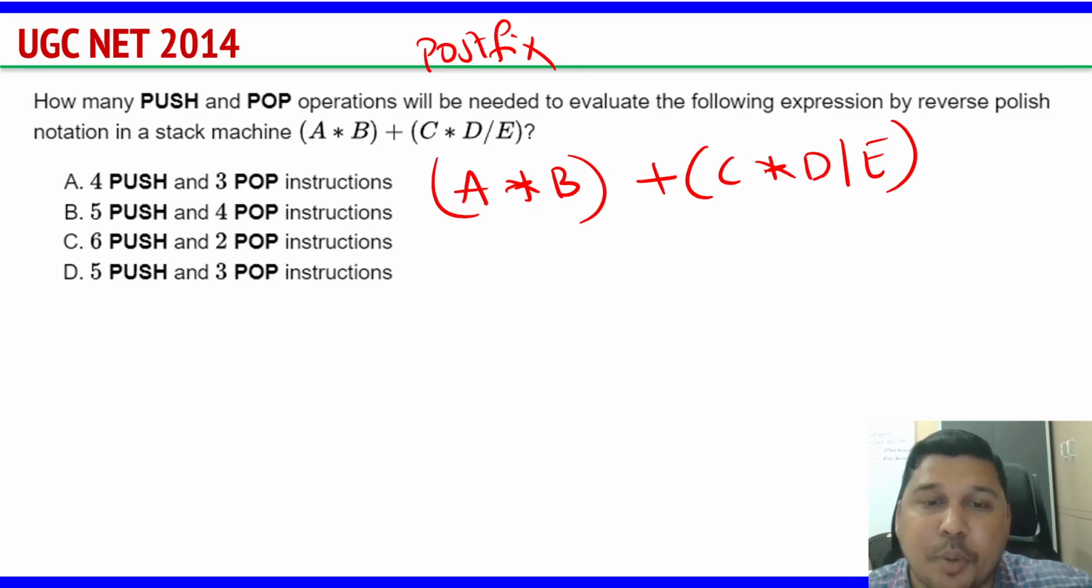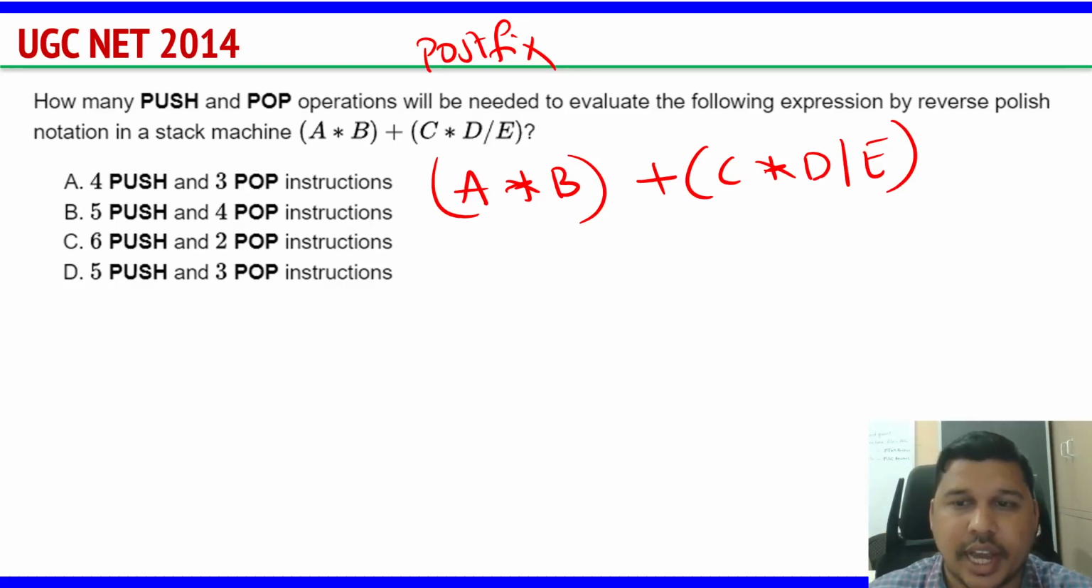You have to write the postfix notation for this first, then evaluate that. During evaluating the postfix notation, how many push and pop operations are required? You will be pushing elements and then popping out the elements accordingly. So please find out the answer. Take pen and paper, try to solve this. Then after pausing, see the solution which I am discussing.